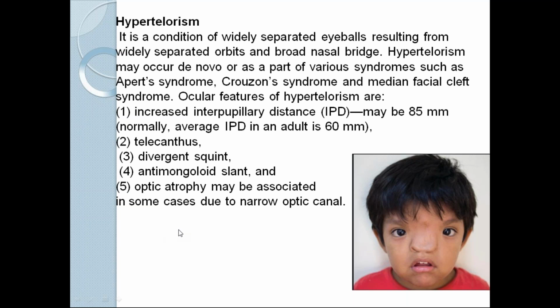So ocular features of hypertelorism are increased IPD, that is interpupillary distance. It may be 85 mm. Normally, the average IPD of an adult is 60 mm, so it is increased here. Next are telecanthus, divergent squint, anti-mongoloid slant, and optic atrophy, which may be associated in some cases due to narrow optic canal.